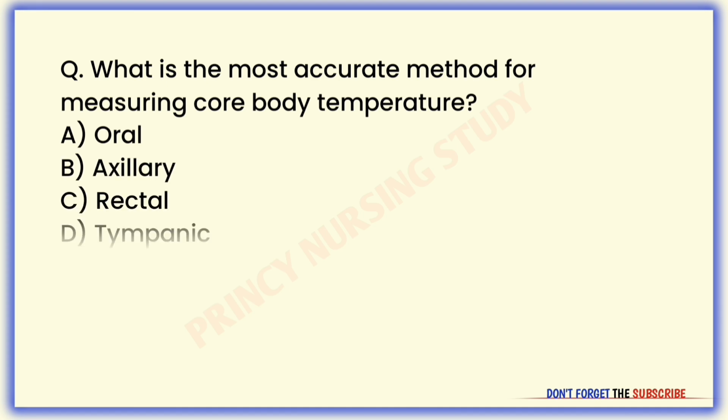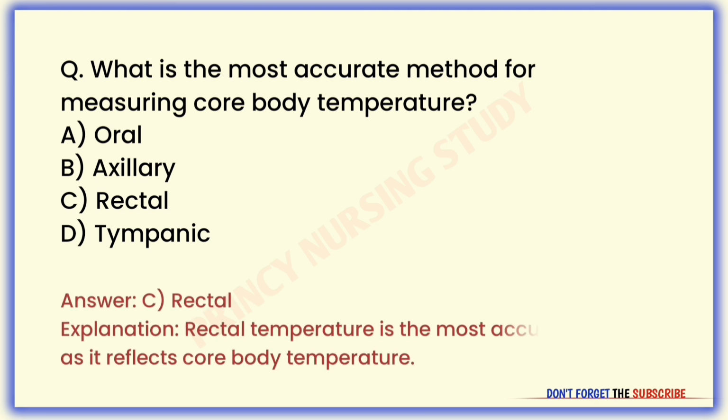Next question. What is the most accurate method for measuring core body temperature? Correct answer is C. Rectal. Rectal temperature is the most accurate method as it reflects core body temperature.